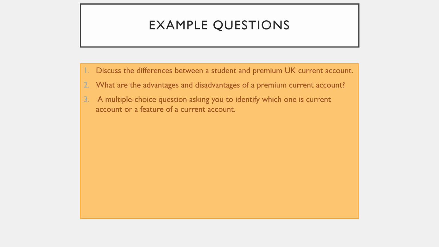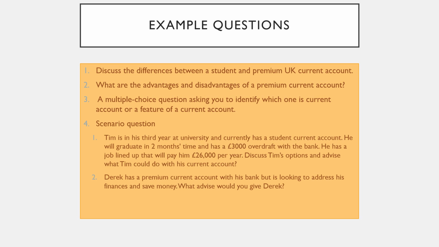You could be faced with a multiple choice question asking you to identify which one is a current account, for example, or a feature of a particular current account. So you might get 4 options. What is a particular feature, say, of a student current account, and they have a list of 4 options. So that would potentially be another type of question, normally 1 mark for multiple choice questions. Then you get those scenario questions which are worth more marks, 6 marks, maybe possibly even 12. Unlikely, but who knows in the exam.